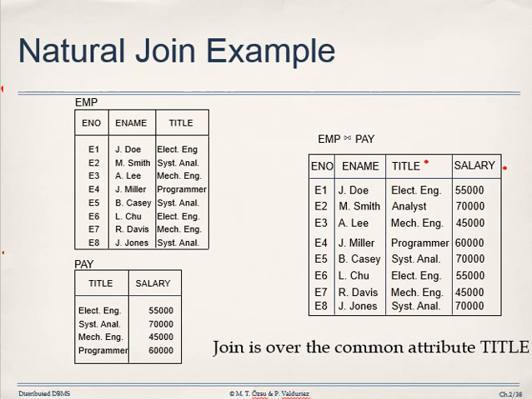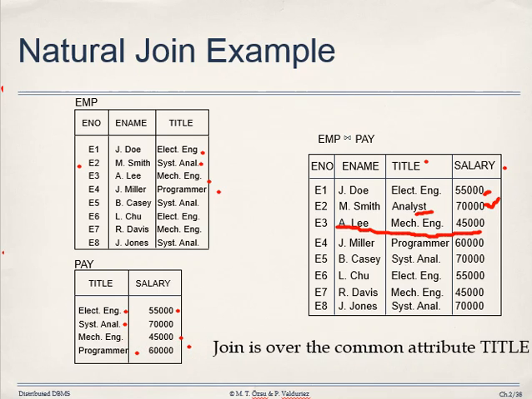Whatever cases match under the natural join will be displayed. So here we are checking with the title. Electrical engineer: yes, electrical engineer is matched, so here 5. System analyst: is there a system analyst? Yes. So E2 is again system analyst. Then mechanical engineer, yes. So E3 is mechanical engineer. Then programmer: programmer is available, yes.